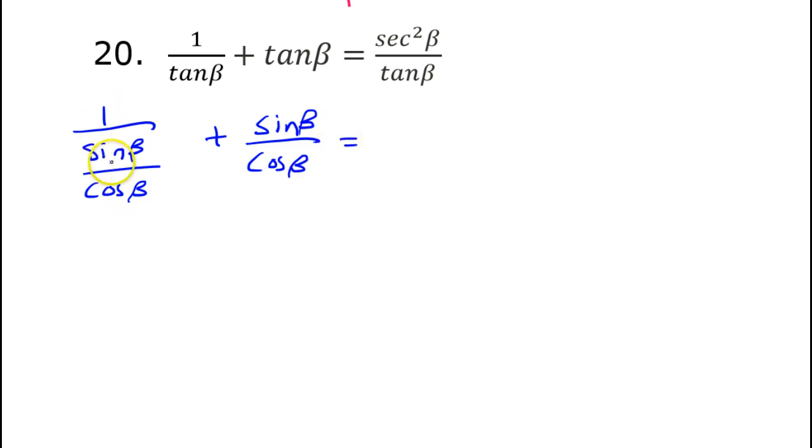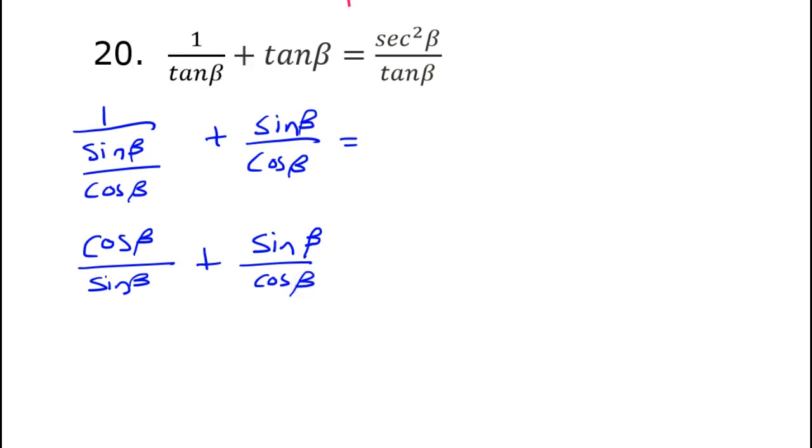Alright, now when you put 1 over something, that just means you're doing the reciprocal, alright? Because the next thing you do is multiply by the reciprocal. So this is going to be cosine beta over sine beta plus sine beta over cosine beta.